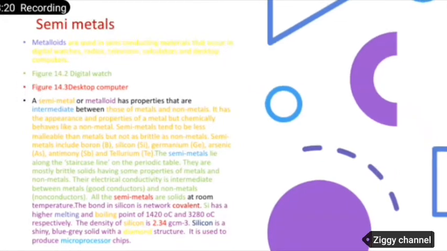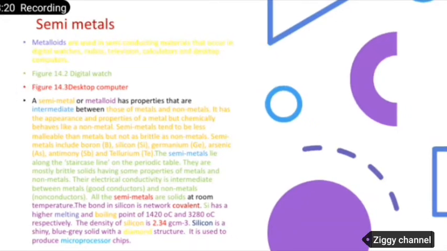Semimetals include boron, B, silicon, Si, germanium, Ge, arsenic, As, antimony, Sb, and tellurium, Te. The semimetals lie along the staircase line on the periodic table. They are mostly brittle solids having some properties of metals and nonmetals. Their electrical conductivity is intermediate between metals, which are good conductors, and nonmetals, which are non-conductors. All the semimetals are solids at room temperature.